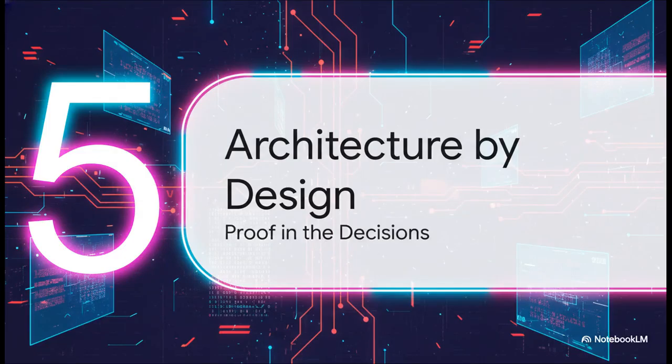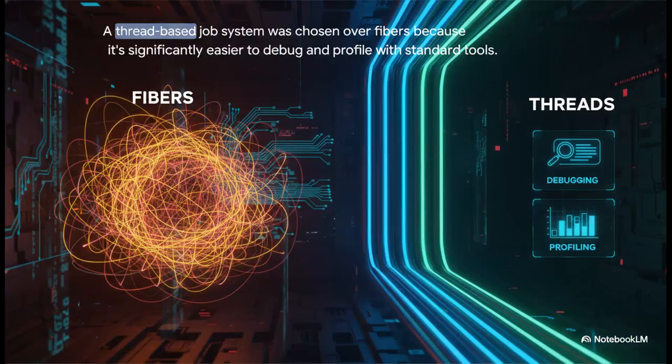So, we've covered the philosophy. Now, let's look at the proof. We're going to examine some of V-Engine's key architectural decisions, which were all formally documented, to see how these principles translate into real-world, measurable performance. These decisions are captured in what are called architectural decision records, or ADRs. The very first one, ADR-001, documents the choice to use a thread-based job system instead of something like fibers. And why? Well, it's a super pragmatic trade-off. Threads are just way easier to debug and profile with standard tools, and that's a massive win for productivity.